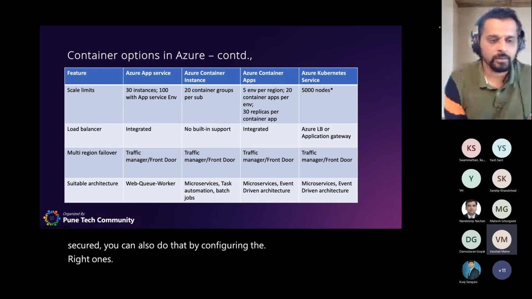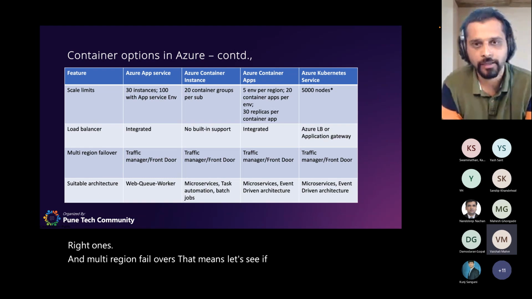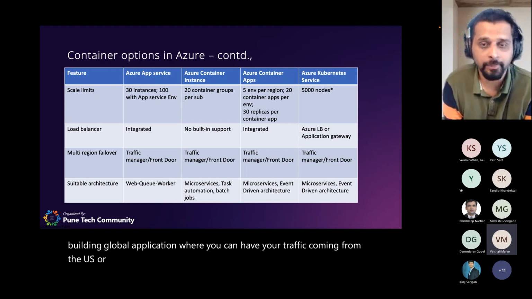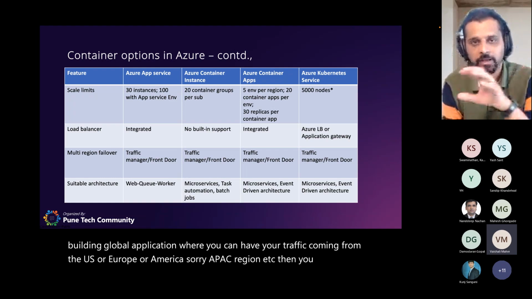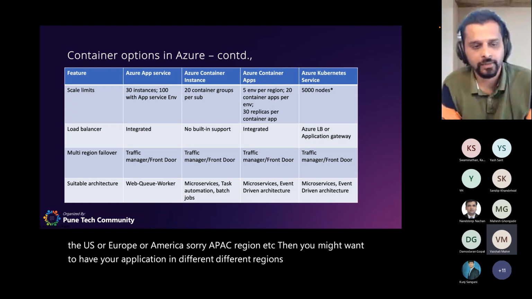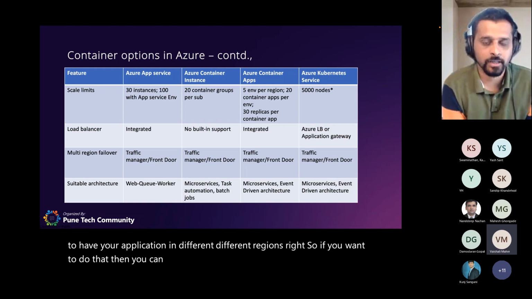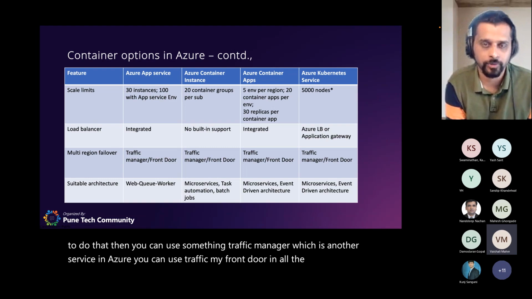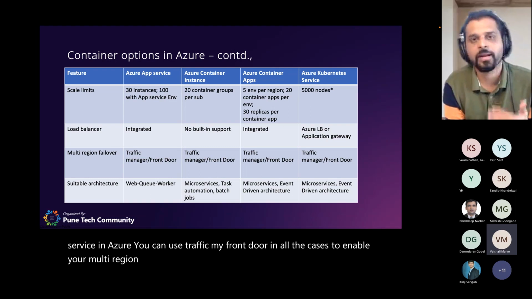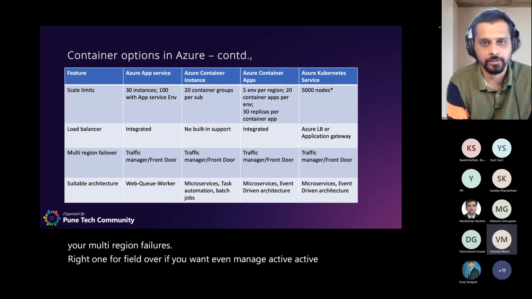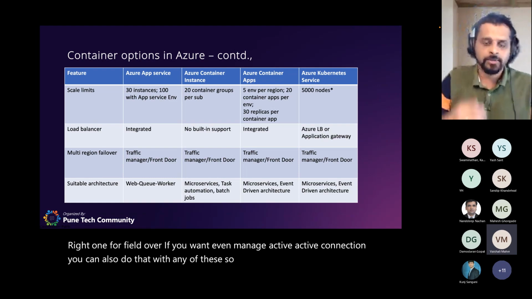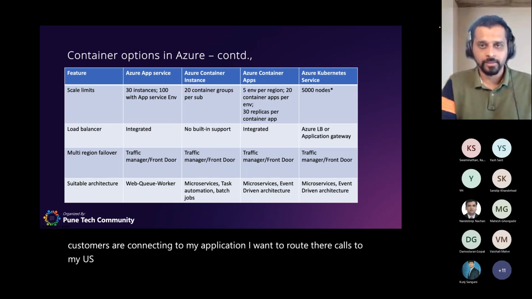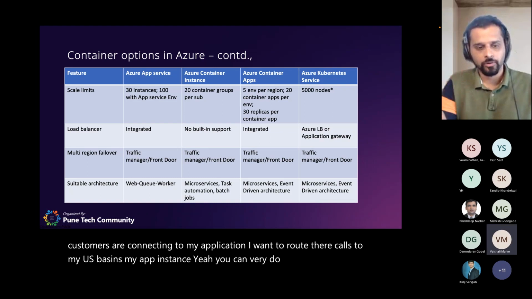And multi-region failovers. Let's say you are building a global application where you can have your traffic coming from the US or Europe or APAC region, etc. Then you might want to have your application running in different regions. If you want to do that, you can use something called Traffic Manager, which is another service in Azure. You can use Traffic Manager or Front Door in all the cases to enable your multi-region failovers. Or if you want to even manage active connections, you can also do that with any of these. For example, if my US customers are connecting to my application, I want to route their calls to my US based API instance. You can very well do that with Traffic Manager or Front Door.